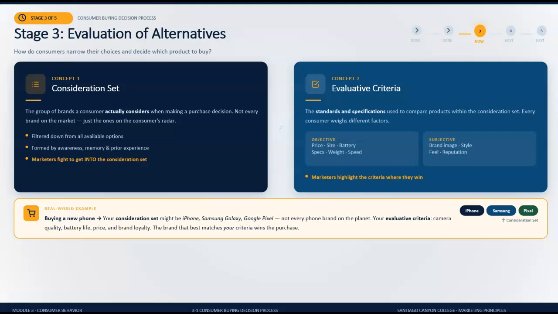So if you look down here, they have a real world example where you can review it, and they use cell phones, buying a new phone.